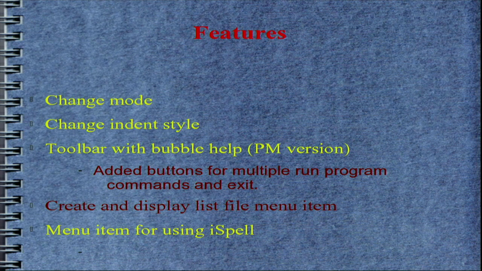I added buttons onto the toolbar, which I created, and I also have it so you can now just pick off the menu to create a list file from the current file that you're working on, so that if you have a C file open, it'll go out and find the object file and create the list file directly for you.